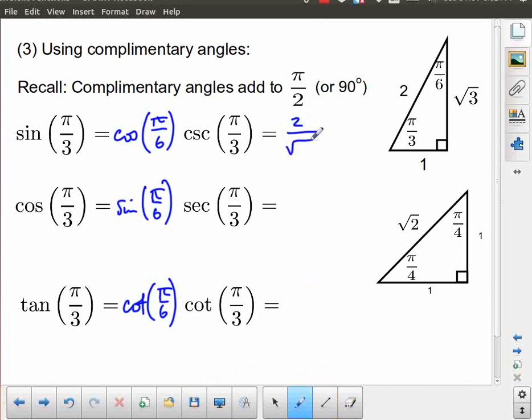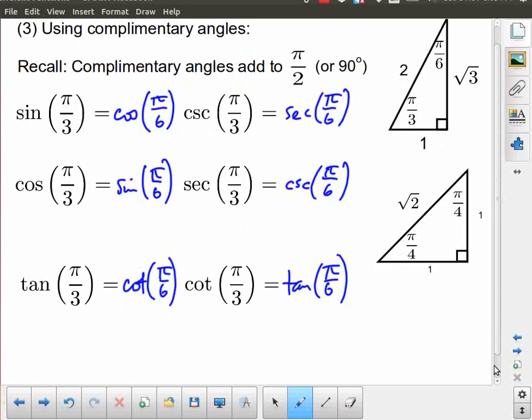So that would be 2 over root 3. But what else is going to give us 2 over root 3? Well, that would be the same as the hypotenuse over the adjacent for pi by 6, which is in fact secant. And then this one is going to be the cosecant of pi by 6. The secant of pi by 3 is the cosecant of pi by 6. The cotangent of pi by 3 is the same as the tangent of pi by 6.